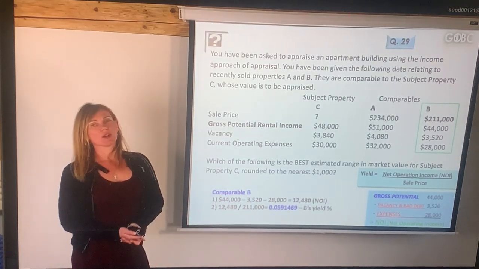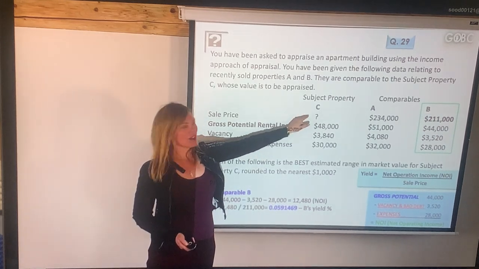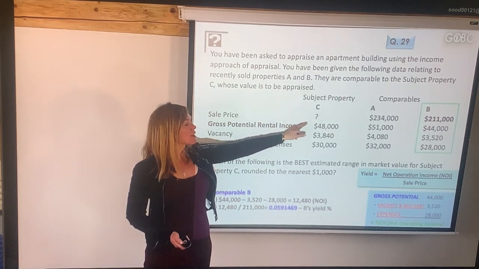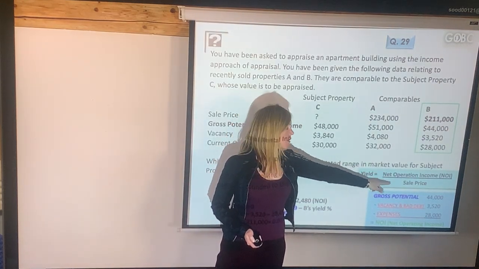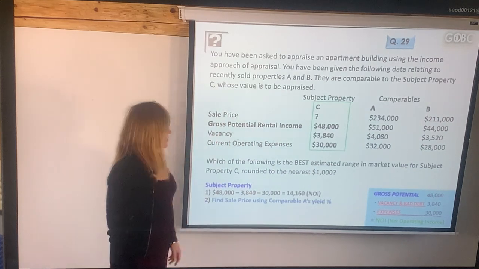So now I need to find the property C sale price. And if I'm looking for the sale price, what is the formula that comes with the sale price? It's going to be reversed. Sale price will be NOI divided by the yield. So I'm going to do the same thing for every single property.